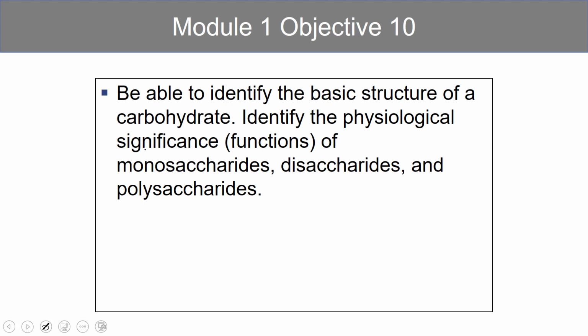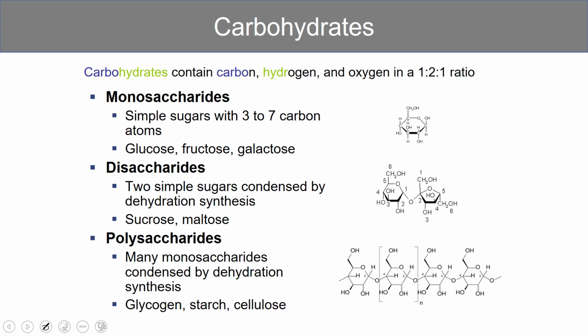Module 1, Objective 10, be able to identify the basic structure of a carbohydrate, identify the physiological significance of monosaccharides, disaccharides, and polysaccharides. Carbohydrates contain carbon, hydrogen, and oxygen in a 1 to 2 to 1 ratio.